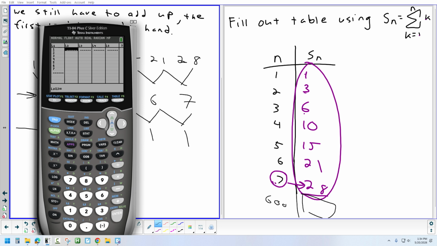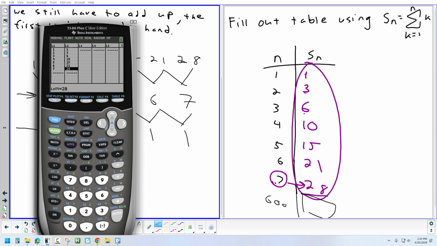I'm going to press my right arrow, and now I'm going to put different numbers in L2. I'm going to put in the 1, 3, 6, 10, 15, 21, and 28. Okay, so we've got all the data typed in.